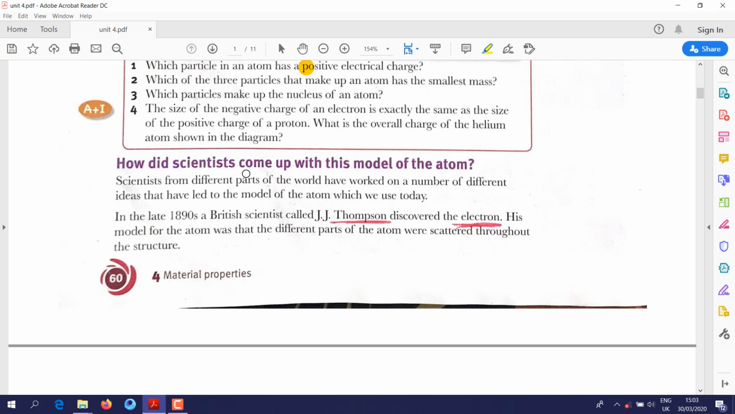How did scientists come up with this model of the atom? Scientists from different parts of the world have worked on a number of different ideas that have led to the model of the atom which we use today.